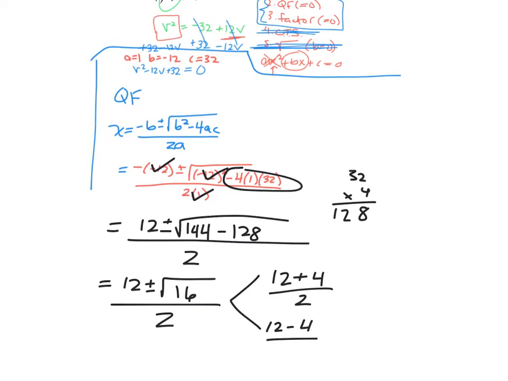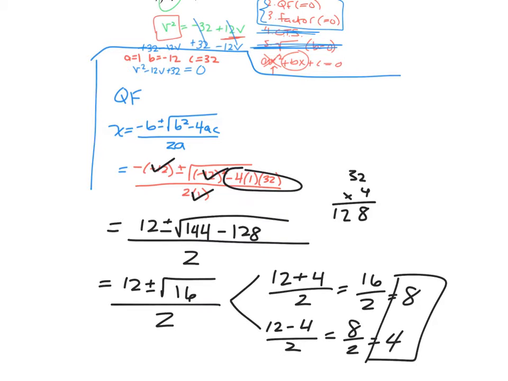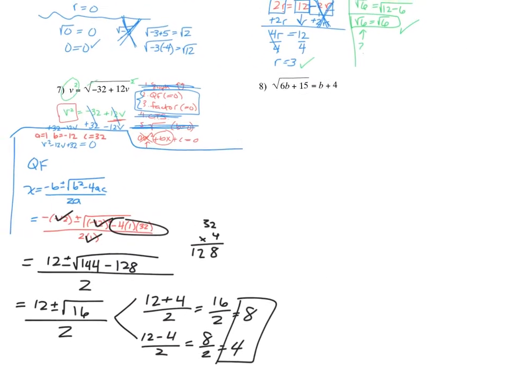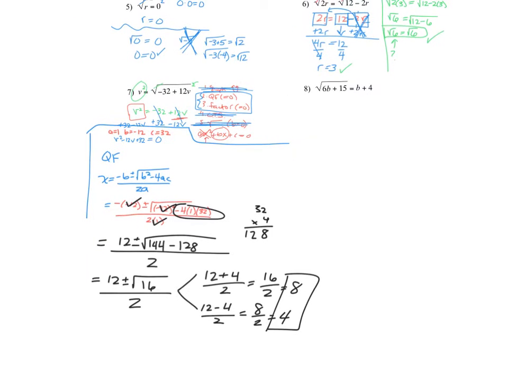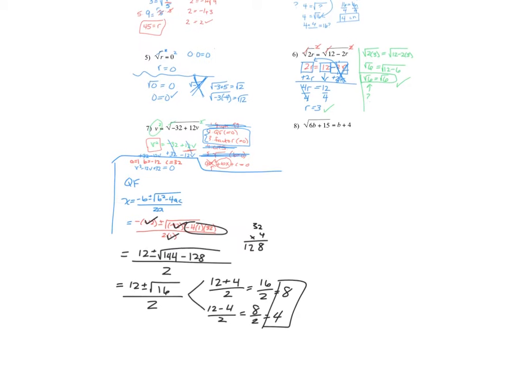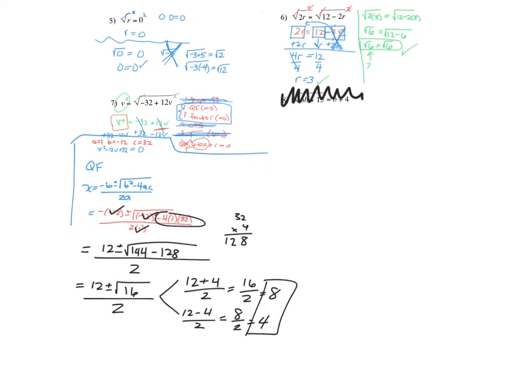All right. So our two answers are 12 plus the square root of 16, which is 4, over 2, or 12 minus 4 over 2. This is 8 or 4. This is 16 over 2, or 8. These are our two answers. Wow, that took a really long time. Be proud of yourself for that one. We need to check, though, for extraneous solutions. So I'll tell you what, we're going to skip number 8. And we'll just check 7 and we'll be done.